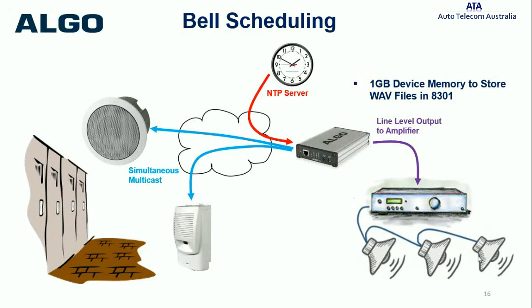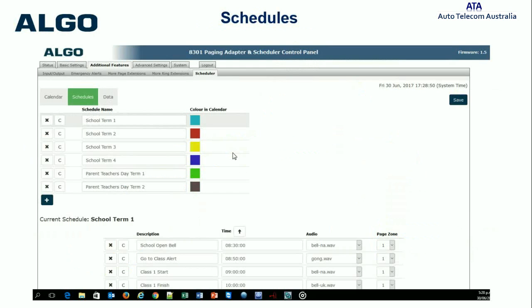So again, just a quick outline of how it all works. We've got the Algo running here. It's running on an NTP server. We can amplify it, send it out to an analog amplifier if we so wish, and/or do simultaneous multicasts across to various paging groups using the Algo end devices. How it works, pretty straightforward, really.